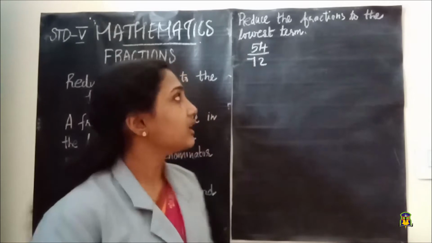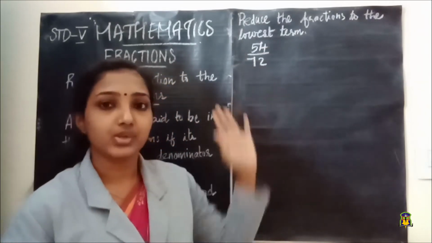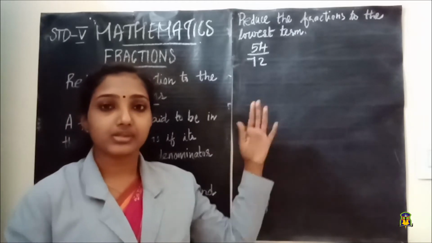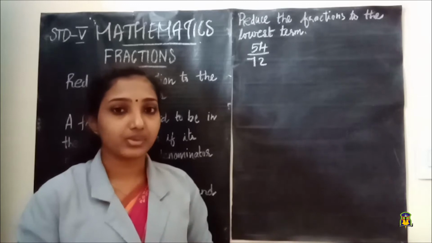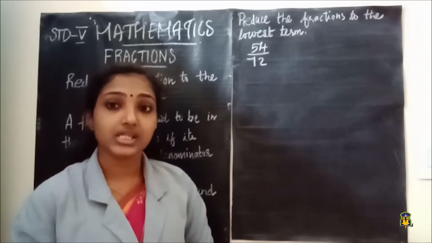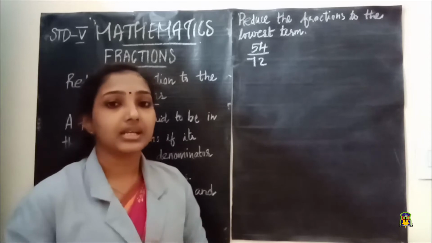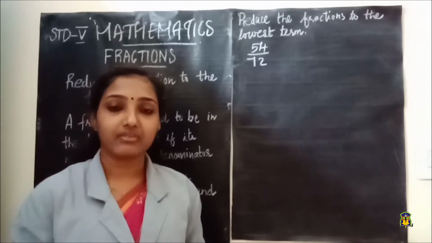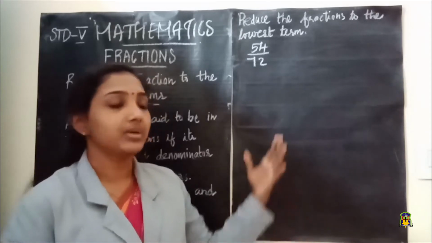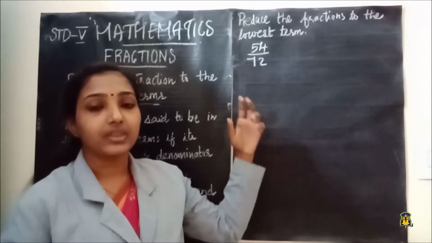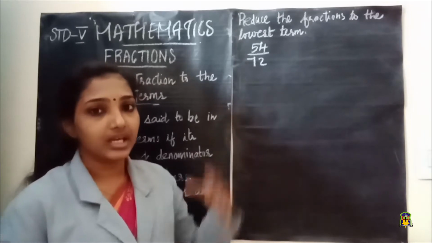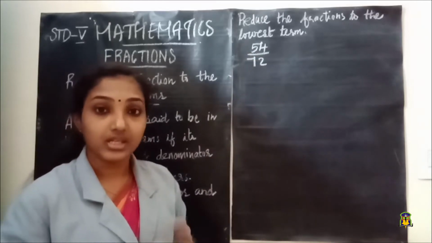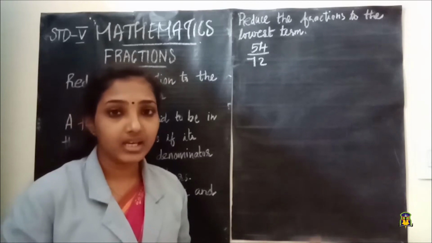We are given a question: reduce the fraction to the lowest term, and it is given 54 by 72. So we have to reduce this into the lowest term, and to reduce a fraction to the lowest term, we have to divide the numerator and denominator by their HCF. The same step we have done to find an equivalent fraction, we can do here. Here 54 is the numerator and 72 is the denominator. First we can find their HCF.